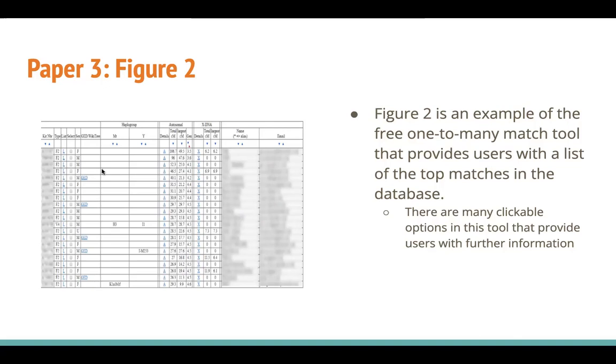Clicking on the L will provide a list of the one-to-many matches for that person. Clicking on an A will give a one-to-one autosomal comparison showing the shared segments of DNA. And clicking on X will generate an X chromosome comparison.